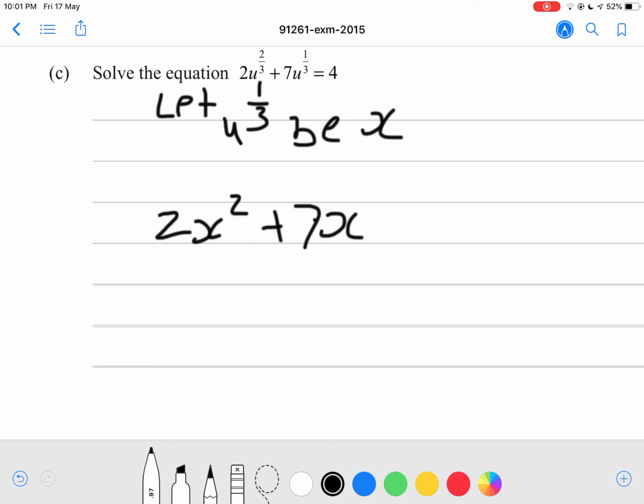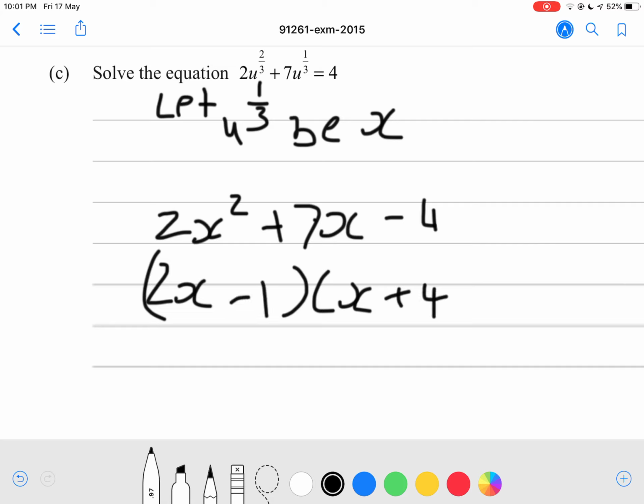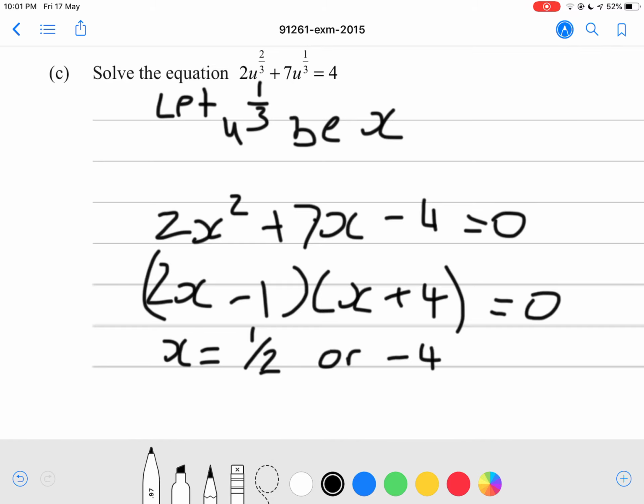We're going to move the 4 to the other side, which means it becomes minus 4. We're going to factorize now. We're going to say 2x and x, okay? So we're going to say plus 4 and minus 1 equals 0. Oh, sorry, this should be equal to 0 here. So x equals 1 over 2 or negative 4.